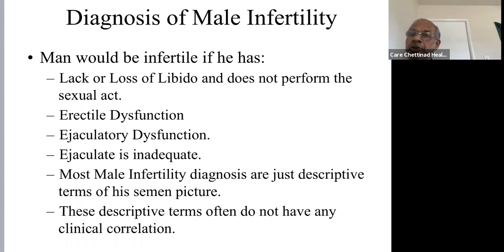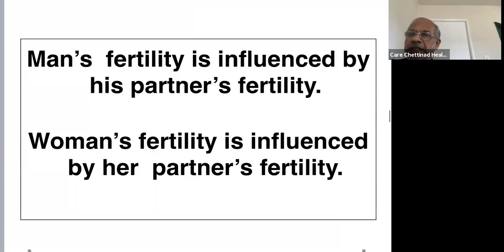For example, a man with a low volume semen sample with no fructose in the semen may have a condition called vasal aplasia, which you can diagnose both clinically and by semen analysis. That is why a proper semen analysis and estimation of fructose becomes crucial. A man with azoospermia, low volume semen, and no fructose may indicate either obstructive azoospermia due to vasal aplasia or ejaculatory duct obstruction. And remember also, a man's fertility is influenced by his partner's fertility.